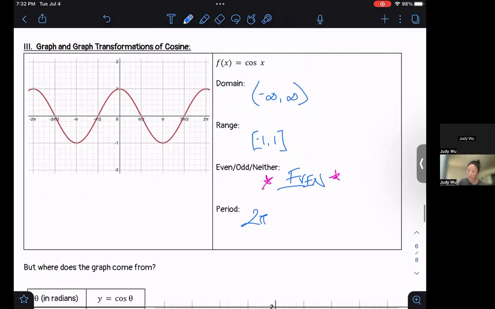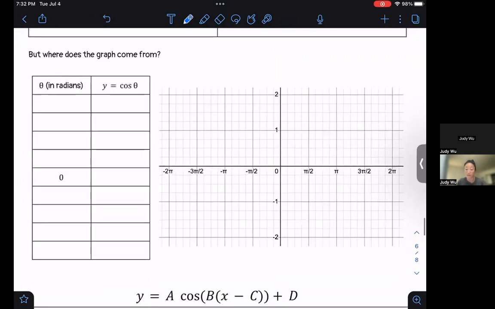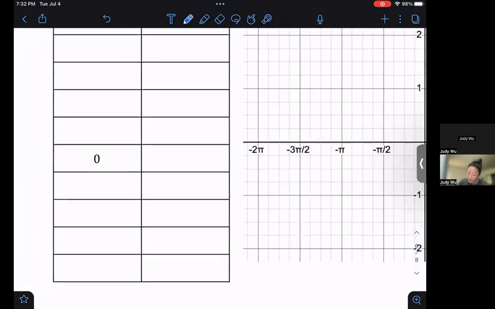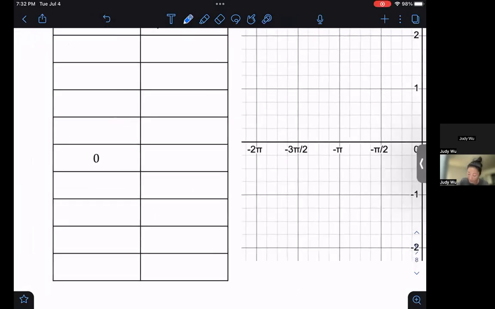All right, so let's ask ourselves the same question. Where does the graph come from? We're going to fill in our favorite quadrantal angles again: pi over 2, pi, 3 pi over 2, 2 pi. And we're going to fill in our quadrantal angles in the other direction: negative pi over 2, negative pi, negative 3 pi over 2, negative 2 pi.